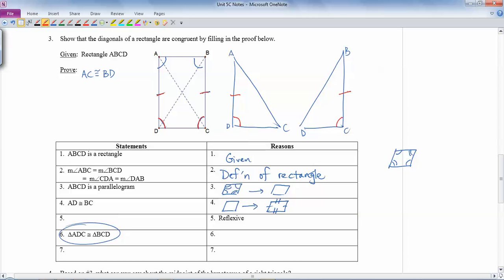And then notice there's a reflexive step. Well, notice that this side and this side are exactly the same thing. They're both DC. So I'm going to say DC equals itself, or is congruent to itself. That's reflexive. And now if you think about it, I've got SAS for these 2 triangles. So I can say they're congruent because of SAS. And now that I've got the triangles are congruent, I can match up any parts that I want. Well, let's match up AC and BD.